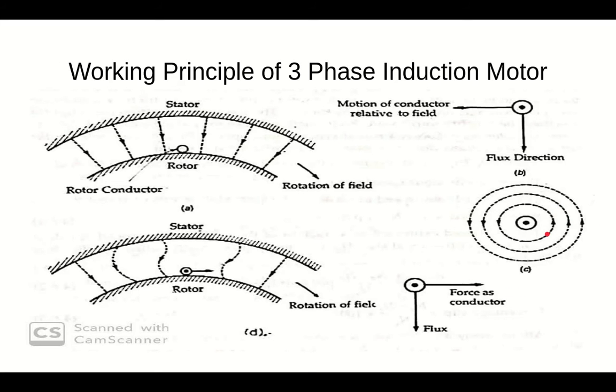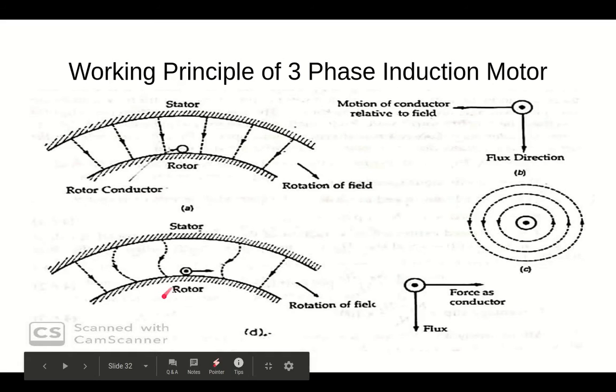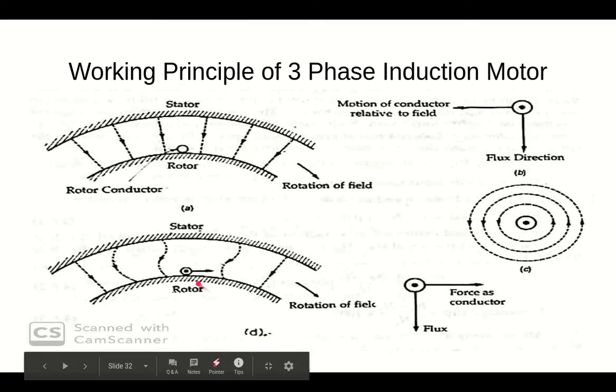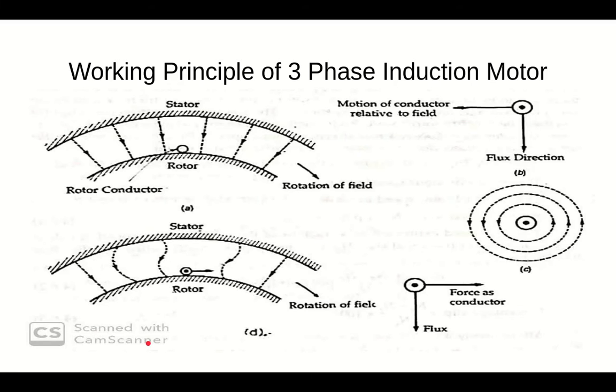But we know that when a conductor carrying current is put in a magnetic field, a force is produced on it, that is represented by this diagram. So a force is produced on the rotor conductor. The direction of this force can be found by the left hand rule, that is shown in this diagram. It is seen that the force acting on the conductor is in the same direction as the direction of the rotating magnetic field.